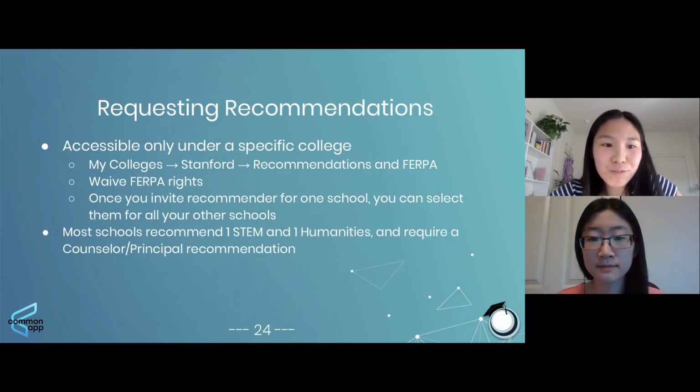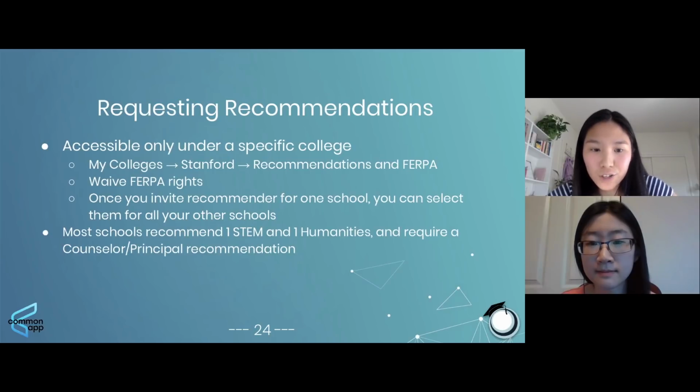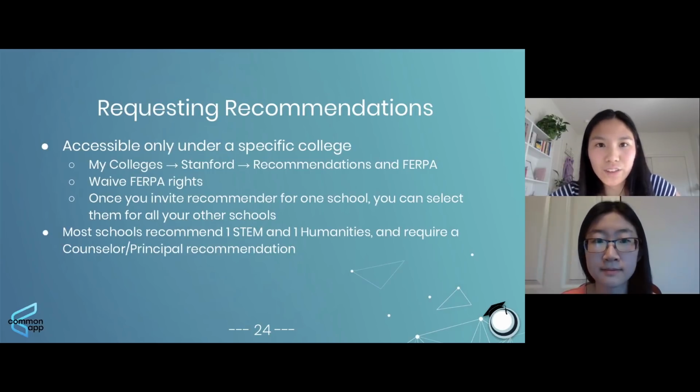And then once you invite recommenders for one school, you can select them for all of your other schools. So say you invited them under Stanford, you can just add on the recommendation to all of your other schools in the college tab, in the My Colleges tab. And then most schools also recommend using one STEM and one humanities recommendation, and they require a counselor or principal recommendation. So these can vary school to school.